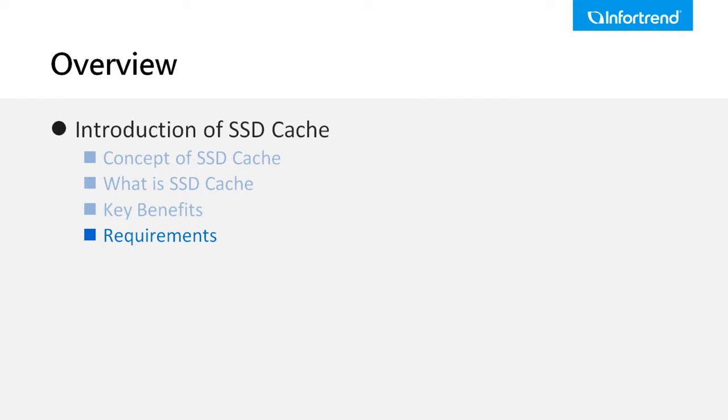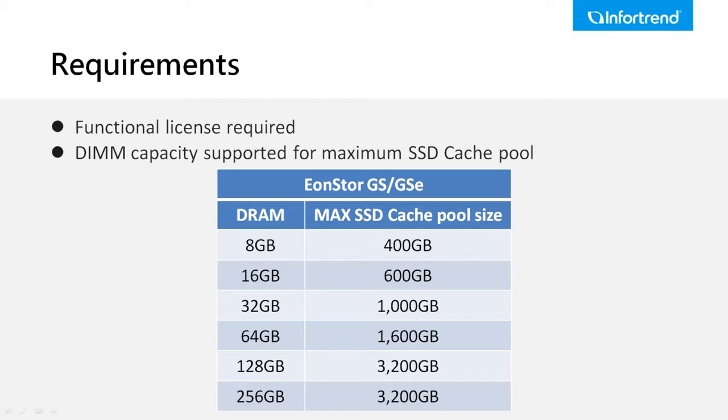A license is required for use of the SSD cache feature, so please make sure you have added the license on your unit before activating the function. Once SSD cache is enabled, the controller memory cache will use a certain percentage of space to store the hash record, and the maximum SSD cache pool size is determined based on the capacity for the hash record in the controller memory cache. For detailed information about the feature, please refer to the Infortrend SSD Cache application notes.